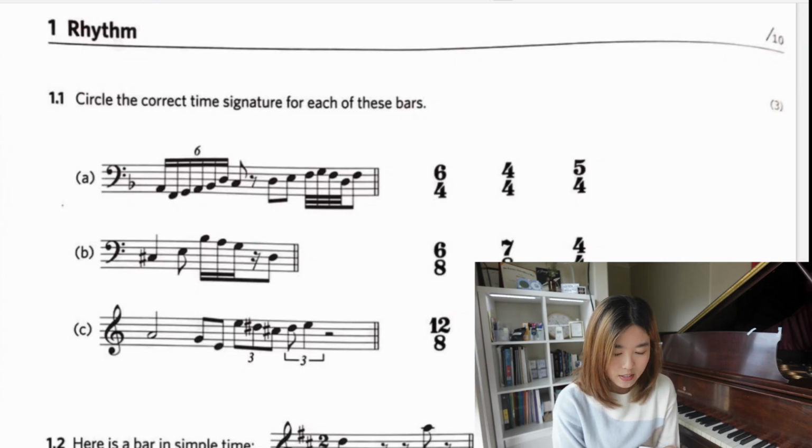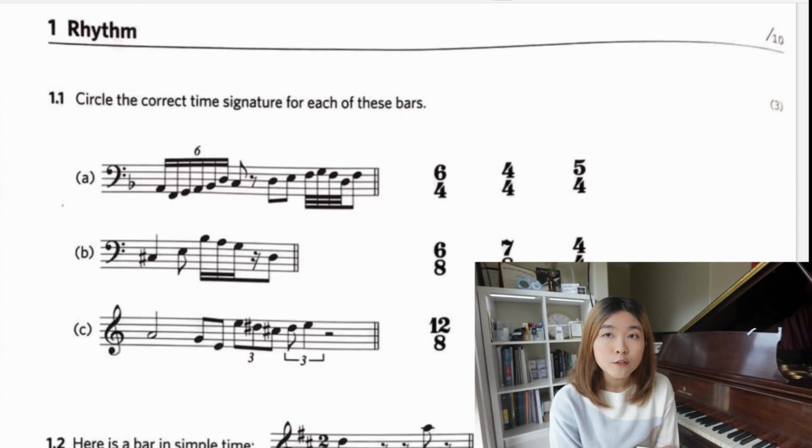The exam has a total of 7 sections. They are rhythm, pitch, keys and scales, intervals, chords, terms and signs, and the last section is music in context. We start with rhythm, and you have to finish the exam within 2 hours. Question 1.1. So now let's get started with each of these bars.